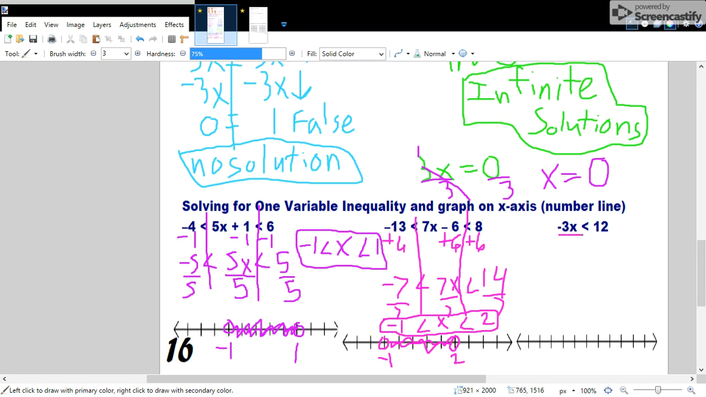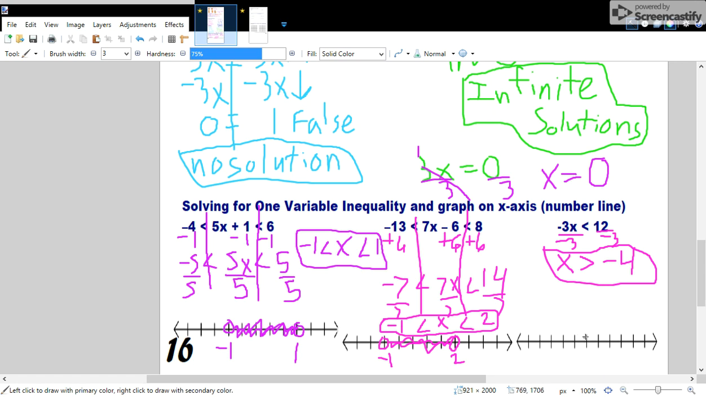Negative 3x is less than 12. So we're going to divide both sides by negative 3, both sides of the less than symbol. We have 1x is greater than negative 4. Now the reason why I flipped this is because we divided by a negative number. If you divide both sides of an inequality by a negative number, you flip the inequality symbol.